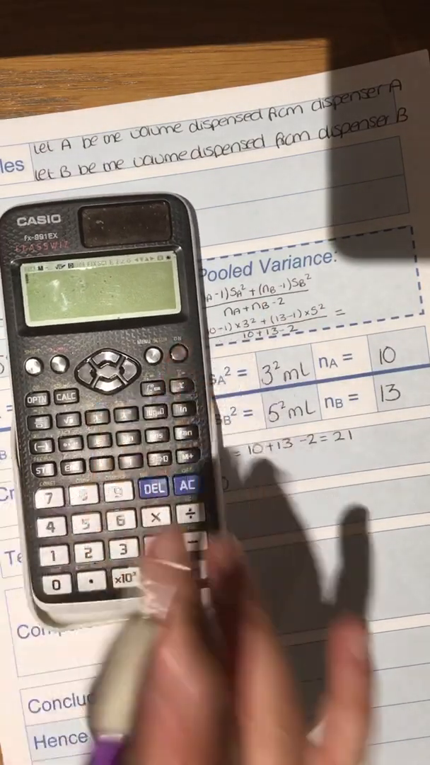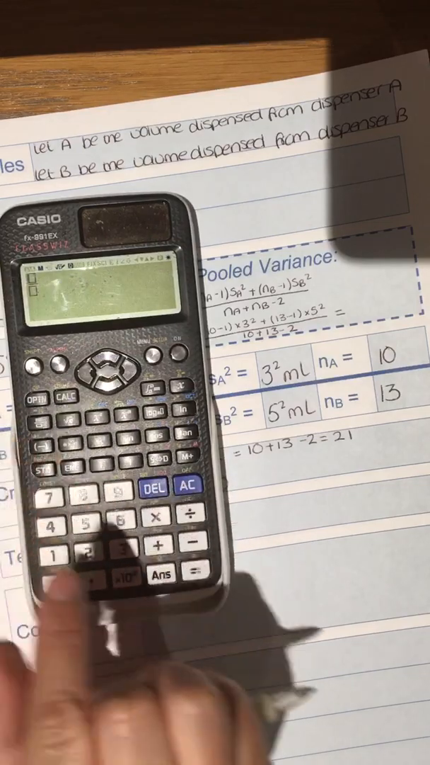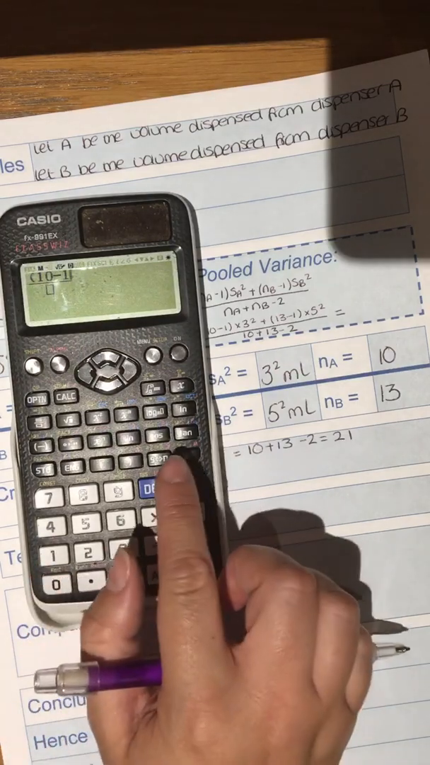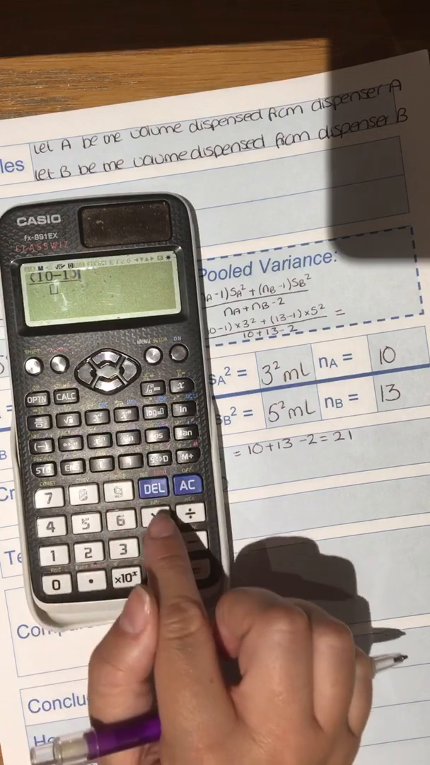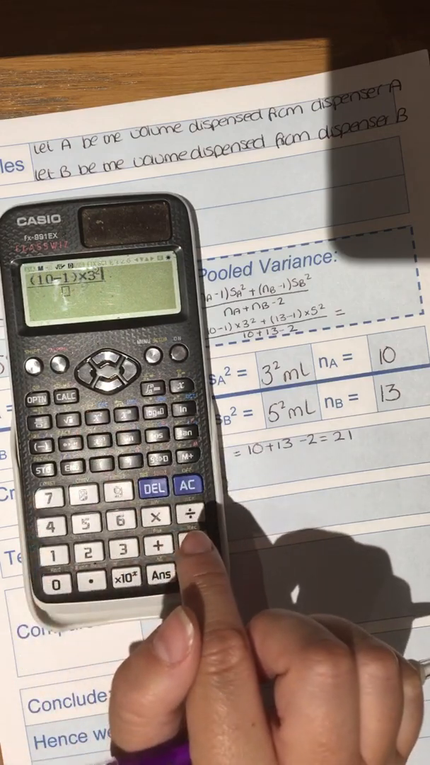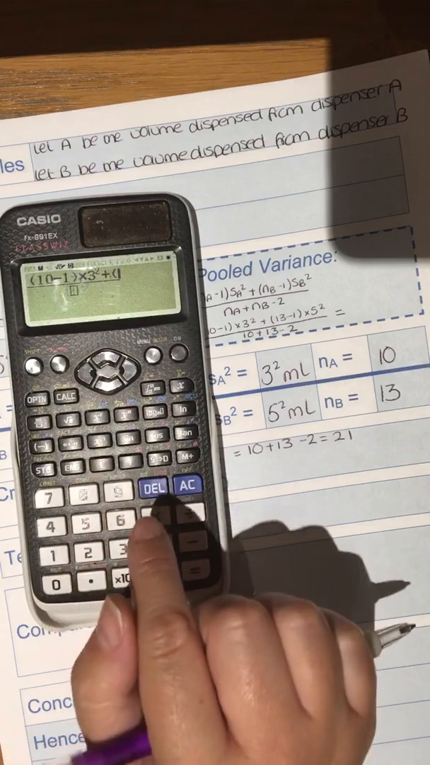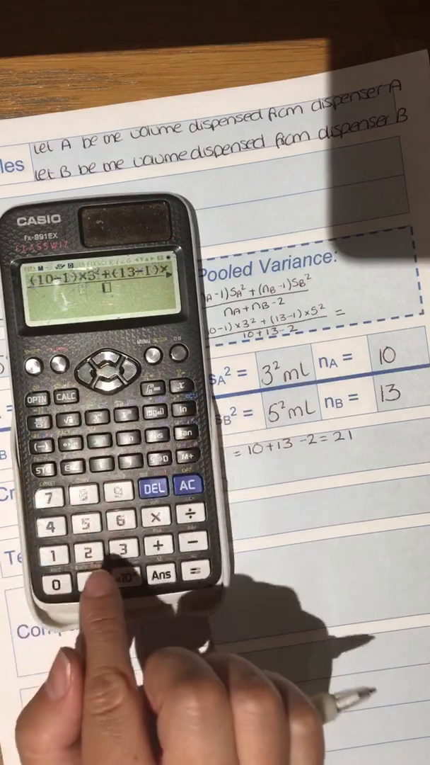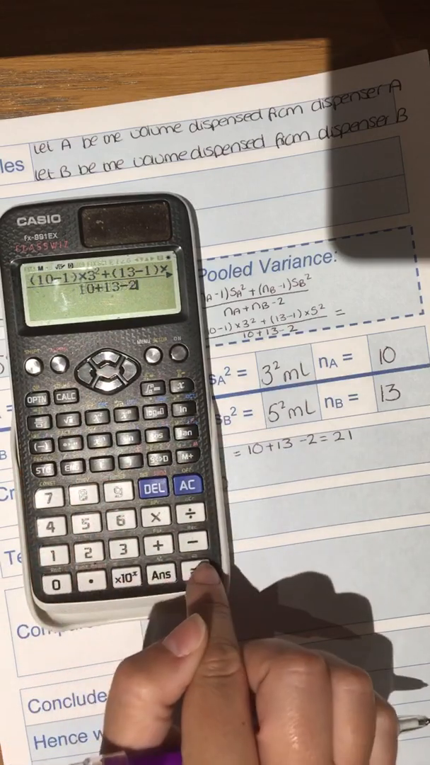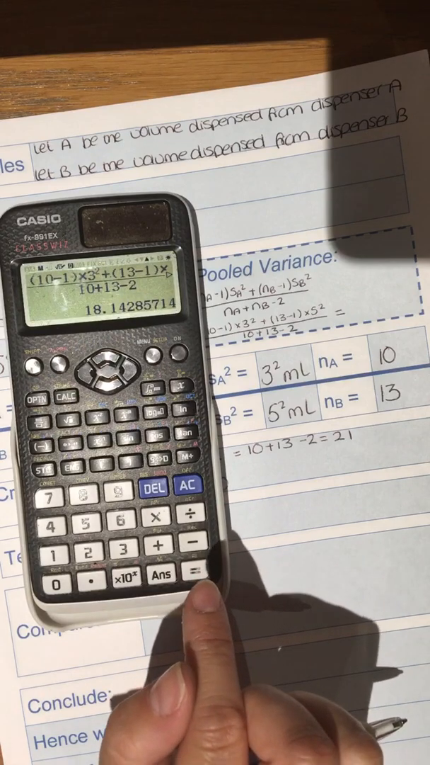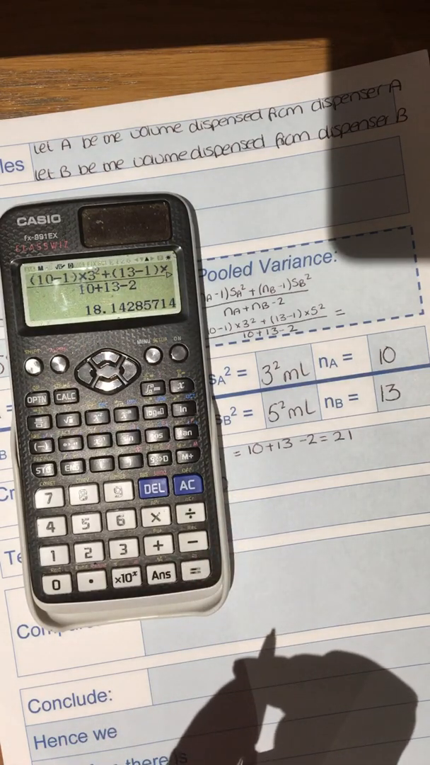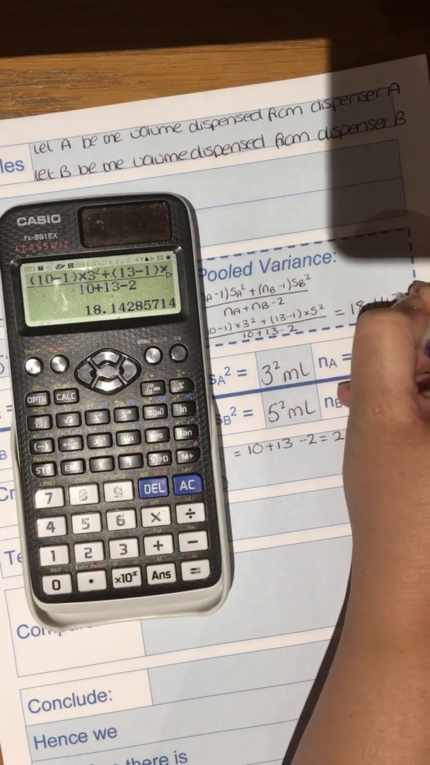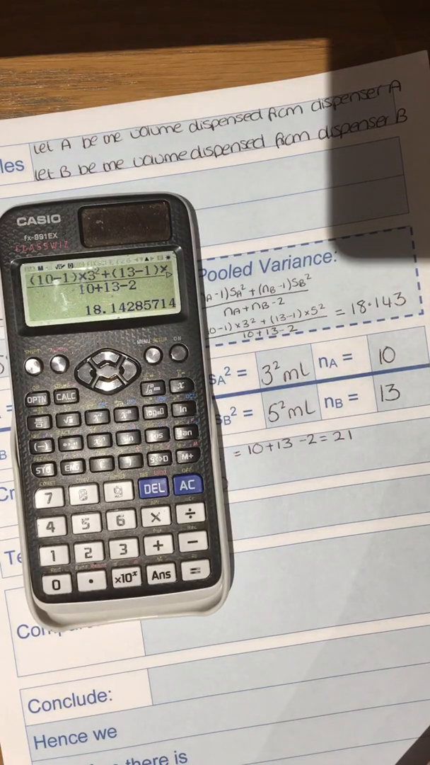Putting that in my calculator, press the fraction button, brackets, 10 minus 1, you can put 9, that's fine, times 3 squared, you can put 9, plus 13 minus 1 times 5 squared, all over 10 plus 13 minus 2. I've put it in exactly as I've written it in the formula. Obviously you can make it a little simpler for yourself, and that gives me 18.143 if I round it.